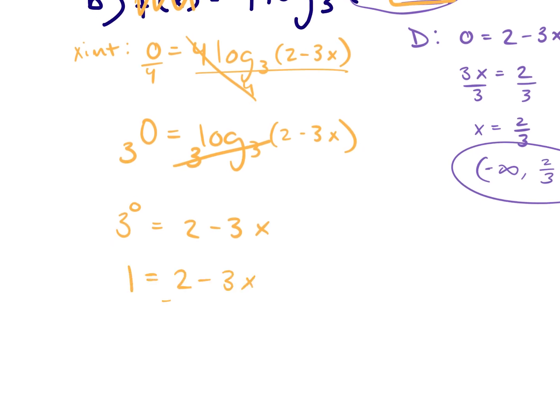And then we just solve for x. I'm going to subtract 2. So negative 1 equals negative 3x. X is equal to 1/3. So our x-intercept would be 1/3, comma, 0.